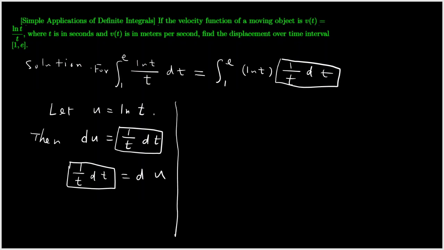At this point, we need to get the u values for t values of 1 and e, the lower limit and upper limit. Now, the t value of 1 corresponds to a u value of natural log of 1, which is 0. And the t value of e corresponds to a u value of natural log of e, which is 1.